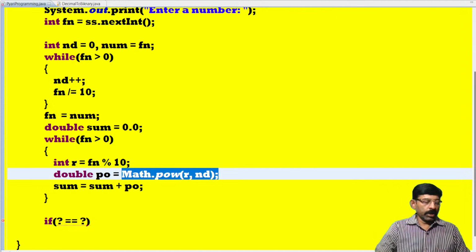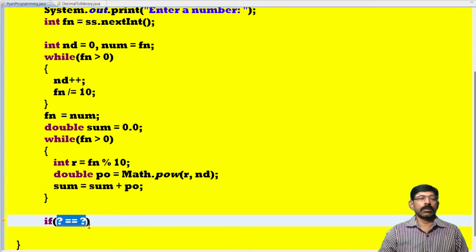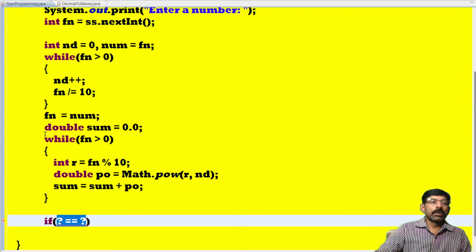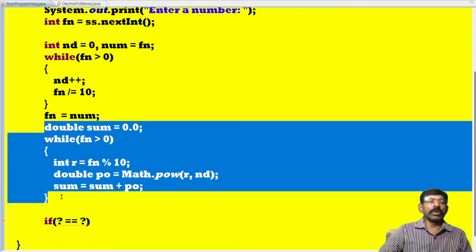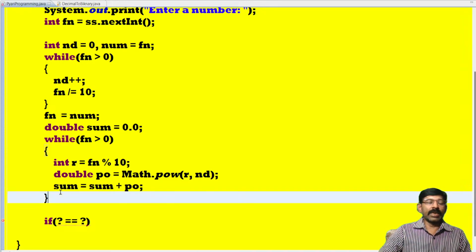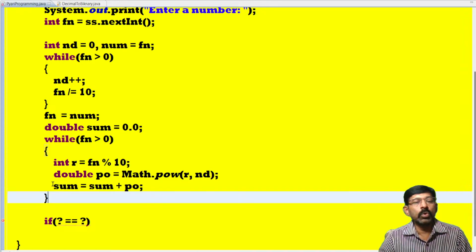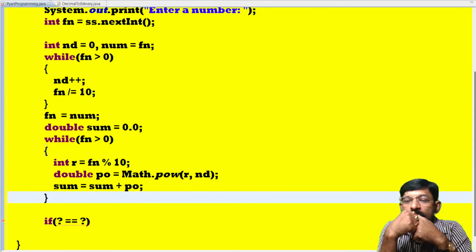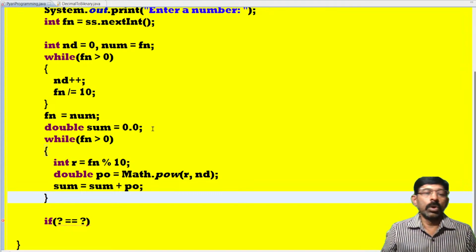Okay. My question is that dash needs to be compared with dash, because here I am getting the sum of each digit to the power of the number of digits, and it says that if the original number is equal to the sum of the digits to the power of the number of digits, then it is called an Armstrong number. According to that, what should be the comparison? Sum is equal to num. Good.